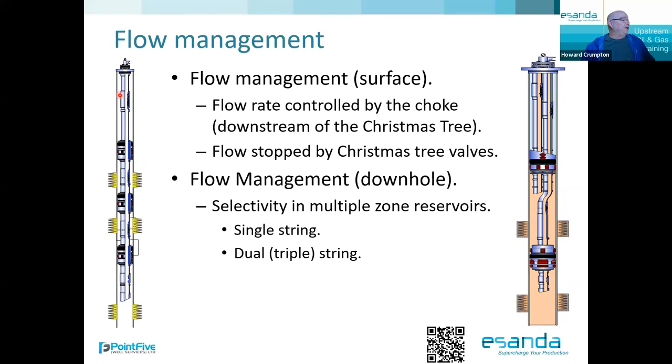So in this illustration on the left-hand side, what you're looking at is a production string made up from production tubing with more than one packer. We have a production packer, which is my primary well control barrier. But below that and between these producing intervals, we've got intermediate packers. What they're doing is enabling me to compartmentalize a reservoir. If I've got a complex reservoir with multiple layers and I don't want to produce them all together, then I can isolate each reservoir zone from the one above and the one below.